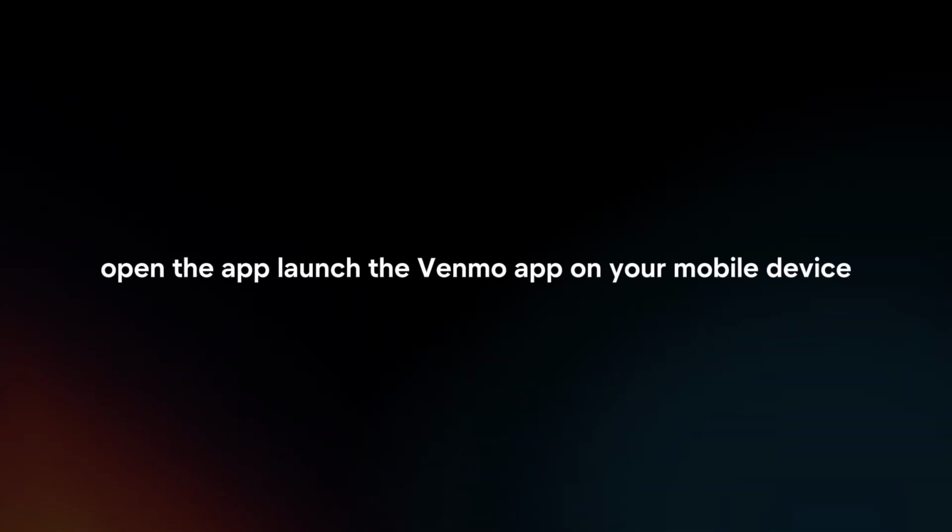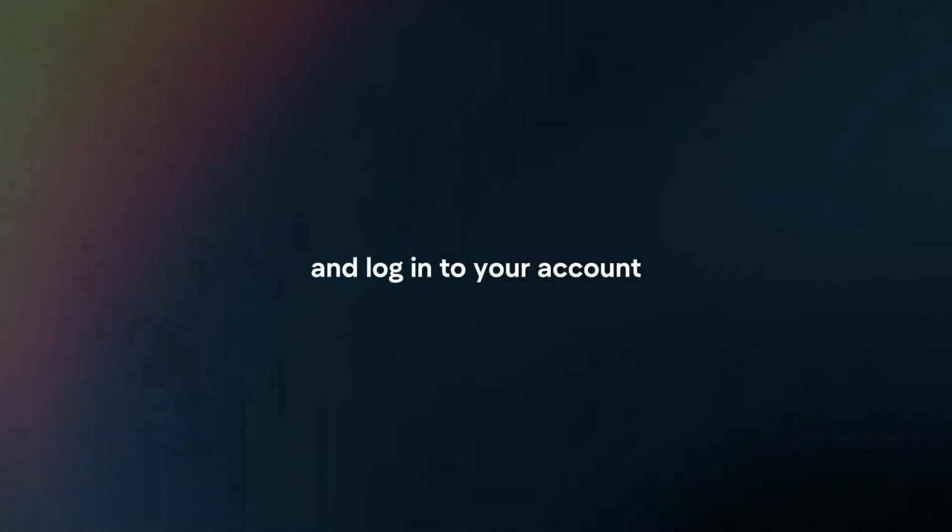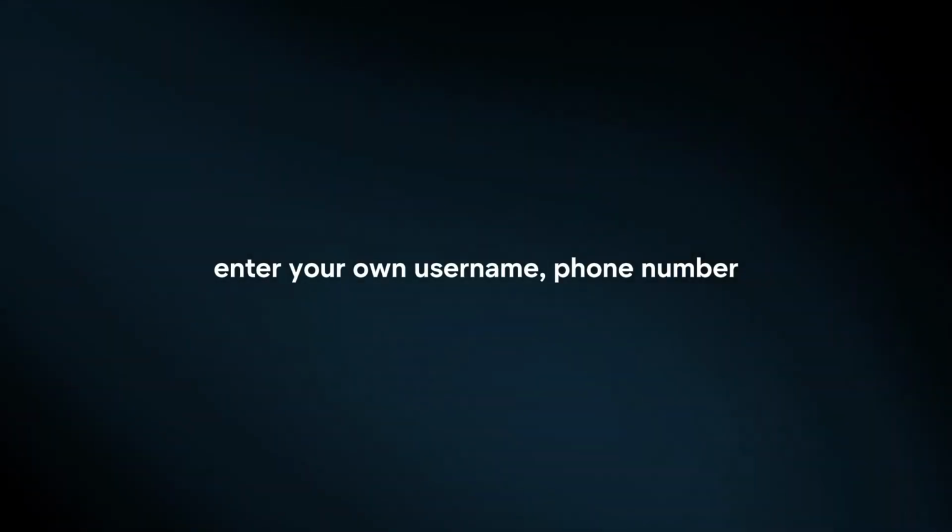Open the app. Launch the Venmo app on your mobile device and log into your account. Initiate payment. Tap on the Pay or Request button located at the bottom of the screen. Enter your details. In the search bar, enter your own username, phone number or email address associated with your Venmo account.